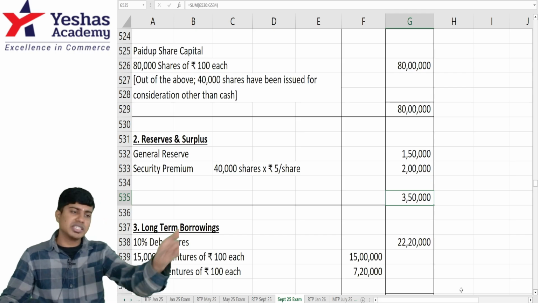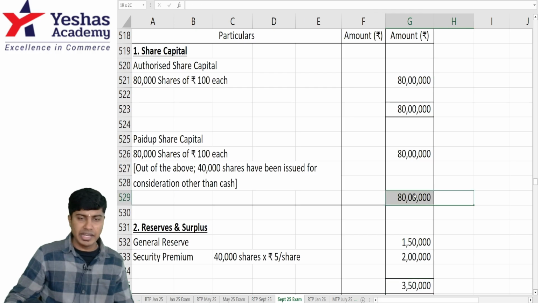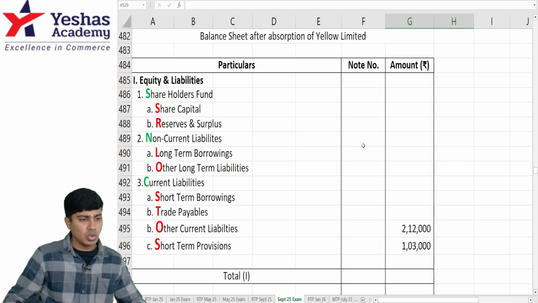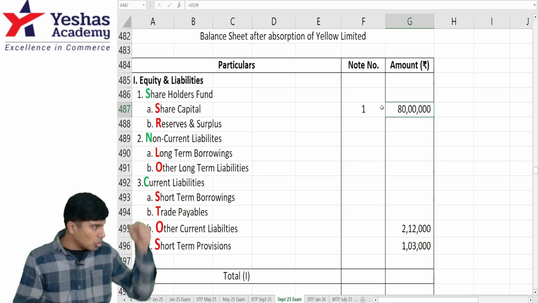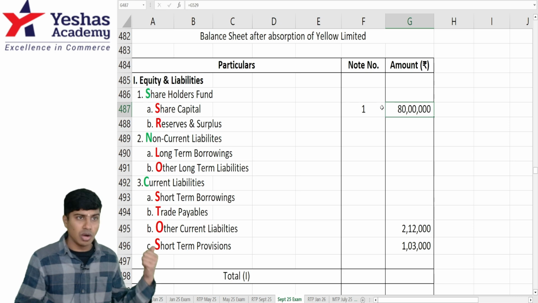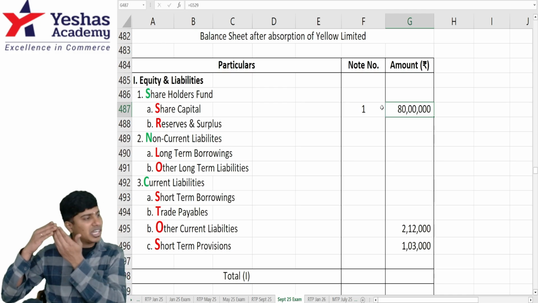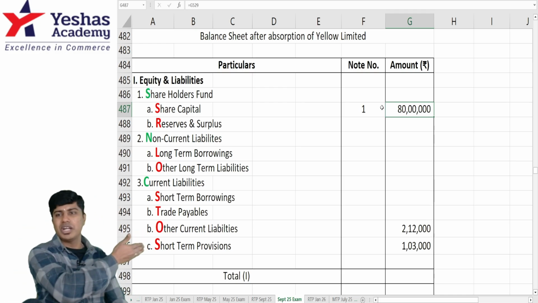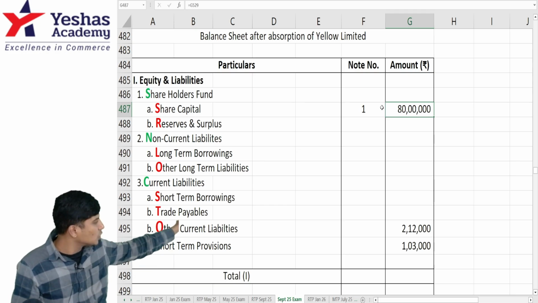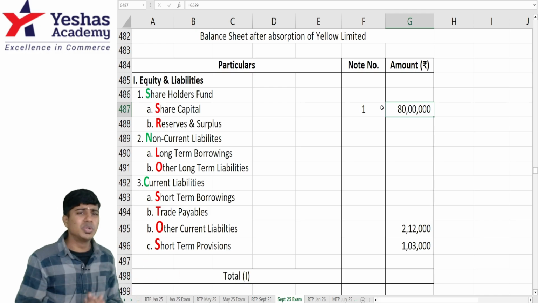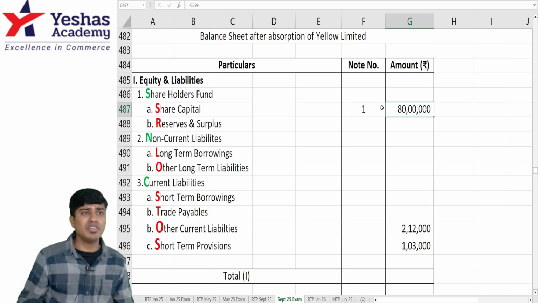Now I've done everything. I just have to post the totals from notes to accounts to the balance sheet. Share capital 80 lakh. I'll write note number 1 for share capital, 80 lakh. So we'll give note numbers and close the notes now. Don't write the balance sheet format first. Do notes to accounts. Whichever item you've done notes for, that item you write in the balance sheet. If there is some item not there, for example, in this question other long-term liabilities is not there, you don't have to write. Deferred tax liability is not there, don't have to write. Write it only if it is there.